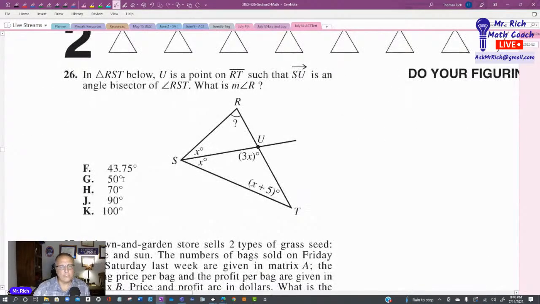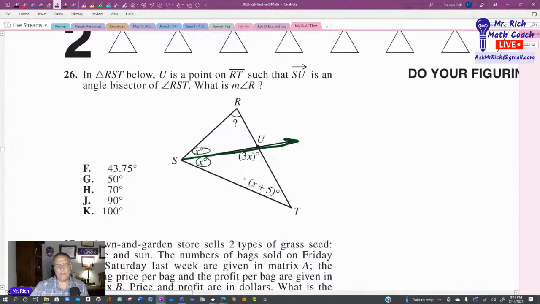26. In triangle RST below, U is a point on RT such that ray SU is an angle bisector of angle RST. So SU is an angle bisector, okay, that makes sense. X and X. What is the measure of angle R?